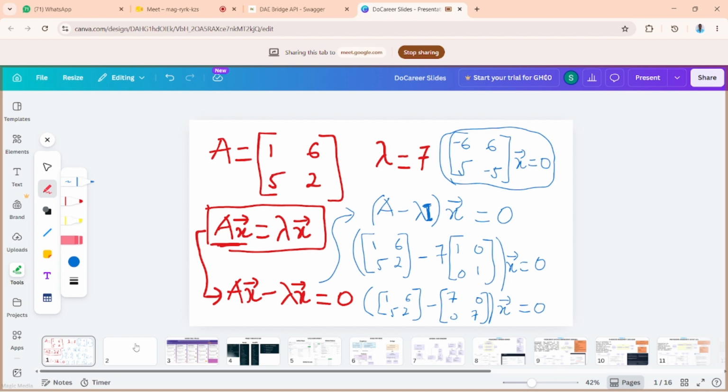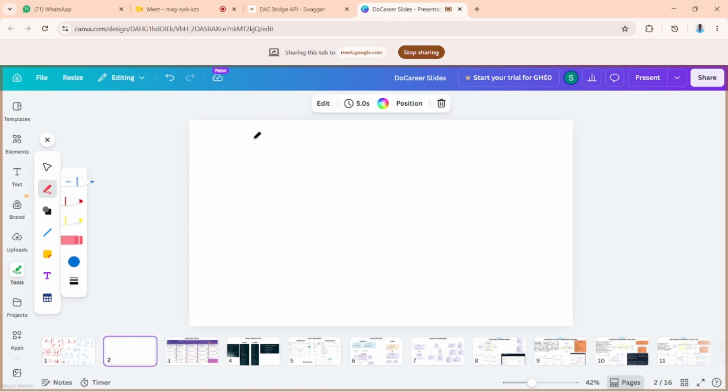Where should I go to? Let me go here. So we had negative 6, 6, 5 and negative 5. I have x equal to 0. You remember that when we had something like this, it's similar to the linear equation that we did, but this time we have to form the augmented matrix. So we focus on the augmented matrix now.